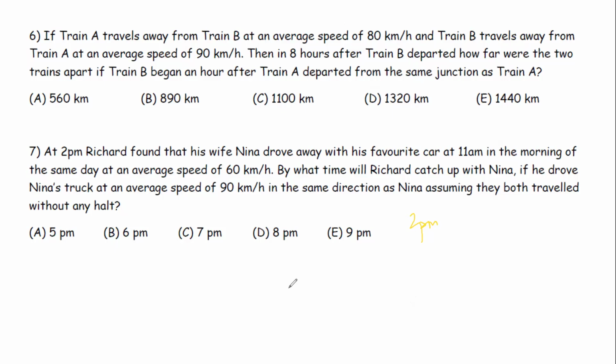Right? So Nina, and that is Richard, 11 a.m. to 2 p.m., what is the time that has passed by the time Richard came to know? 3 hours, right? 11 to 12 is 1, and 12 to 2 is 2 hours, so 3 hours. And so in 3 hours, Nina traveling at 60, she is already 180 kilometers ahead of Richard.